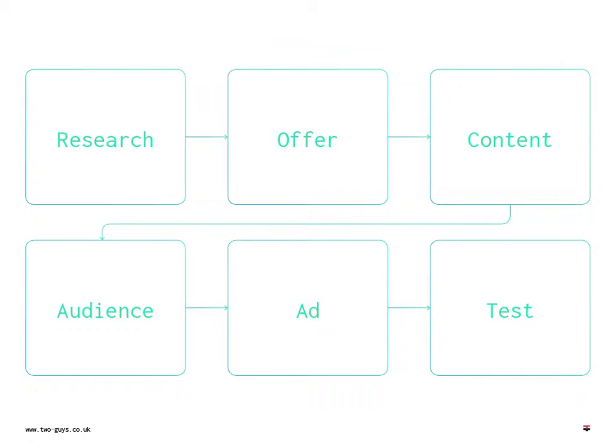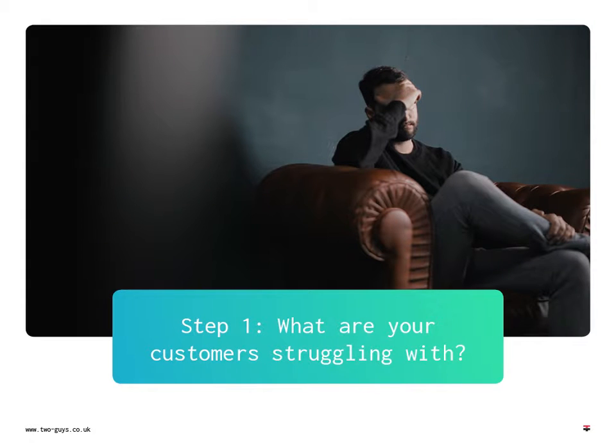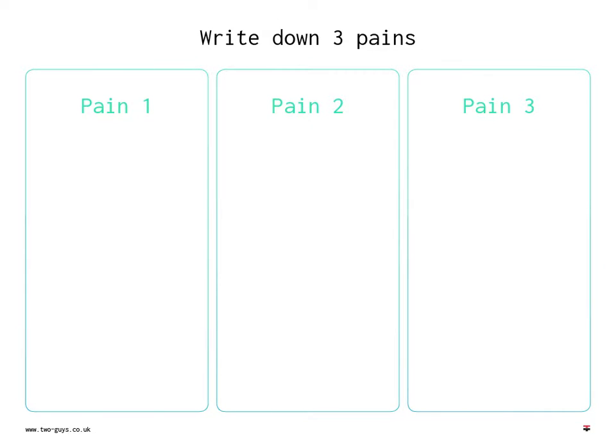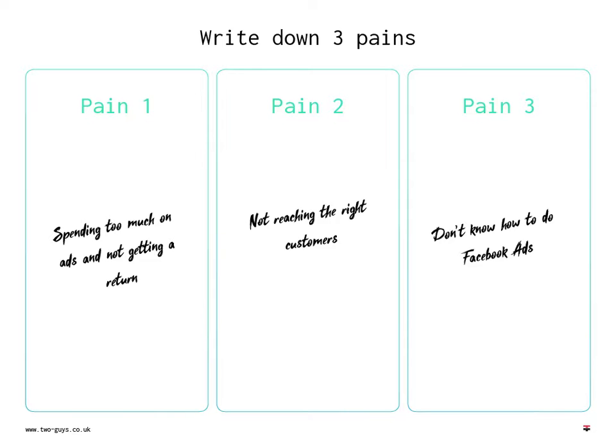So let's break down the process of creating a killer ad. So you can start to see the power of Facebook advertising, and you can start thinking how it would work with your business. So step one is what your customer is struggling with. So you need to write down 3 points about the pains of your ideal customers and what they are struggling with. So in my case, this could be struggling to create ads that convert, or spending too much on ads and not getting a return.